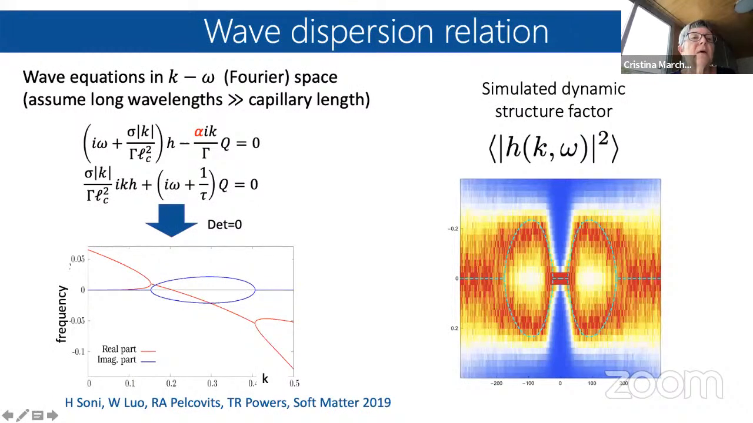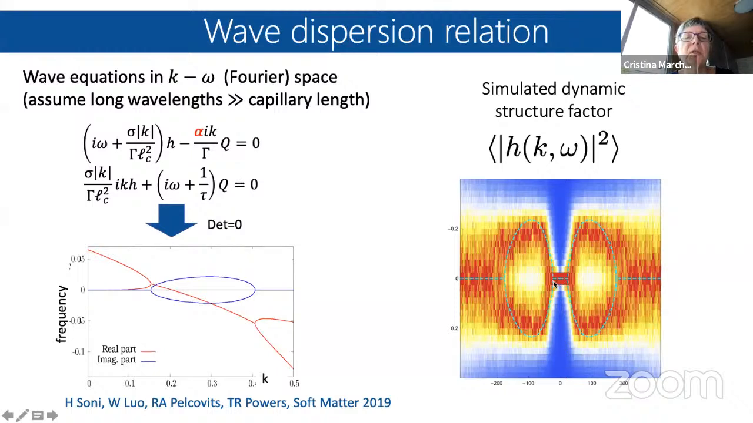We can, of course, calculate the dispersion relation for these waves, and this is shown here. The blue is the imaginary part that describes the speed of the wave, although this is not linear in the wave vector, so it's not quite like sound waves. And if we calculate numerically from our simulations the dynamic structure factor, we see this intensity plot. The intensity is large in this red region. And so you see that the maxima really follow the spectrum that we find in our calculation.